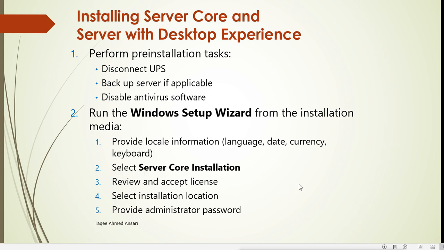Installing Windows Server, desktop experience or core. First, perform the pre-installation tasks. If our server is connected to a UPS, that is a power backup, we should first disconnect the power backup. If it is a backup server, if applicable, then use a backup server. Disable antivirus software if you have any. Then we can go for the installation.